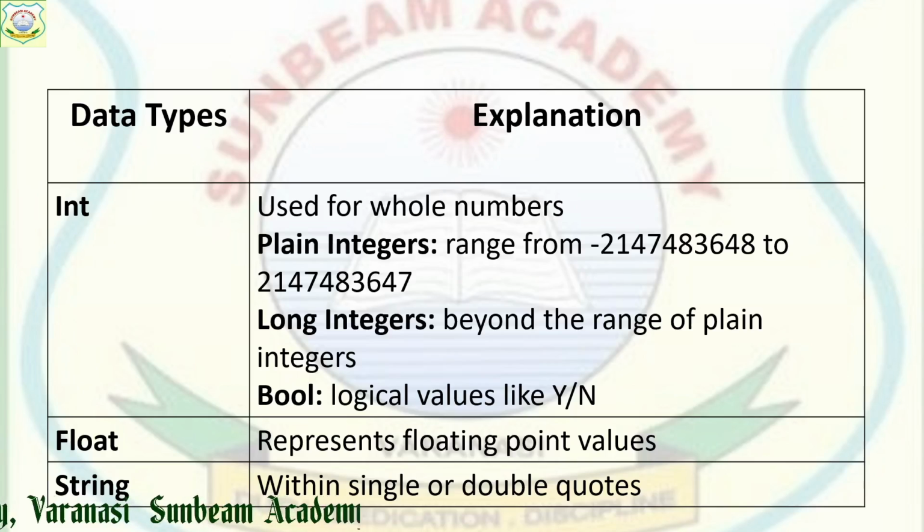Next is float. Float means numbers which have decimal values. Floating point values, numbers in the form of decimals, are stored in the float data type. Next is string. A string is written within single or double quotes. It can be a combination of numbers as well as alphabets, or only numbers, or only alphabets, but it must be enclosed within single or double quotes.